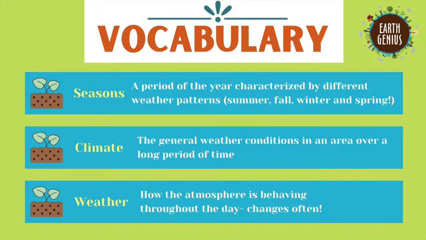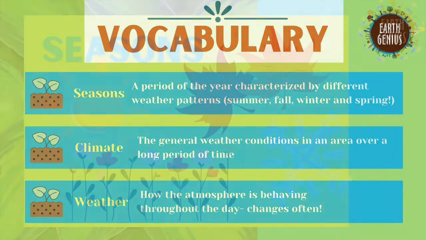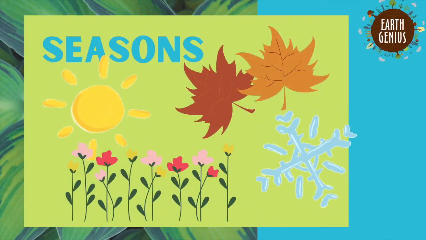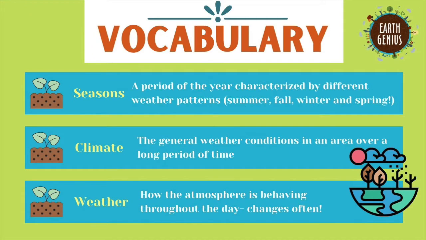Our first word is seasons. And we all know what the seasons are: winter, spring, summer, and fall. How we define seasons is a period of the year characterized by different weather patterns. Make sure to write down seasons in your garden journal and write that what makes seasons different is their different weather patterns.